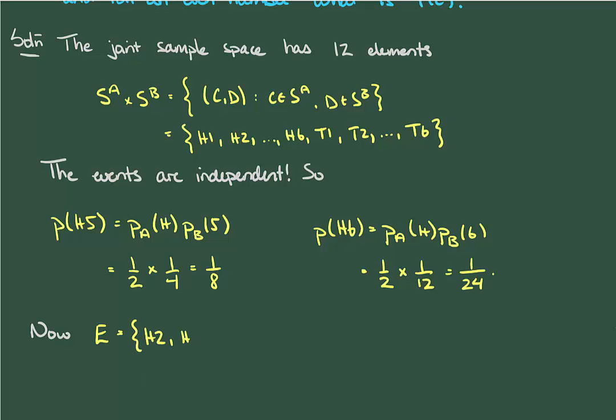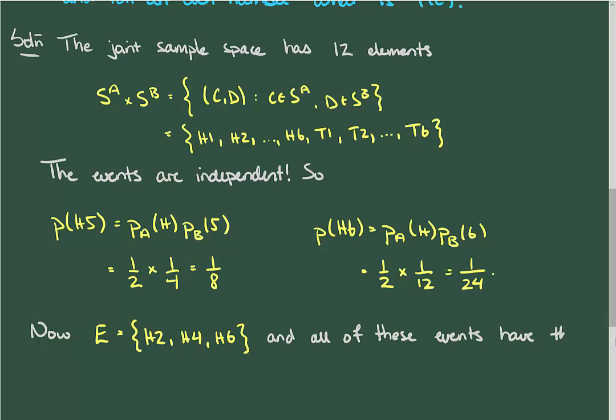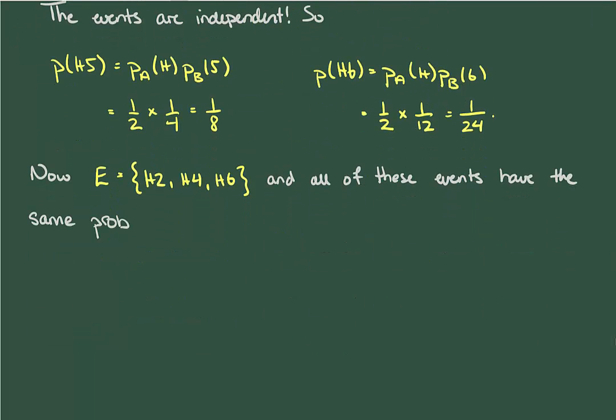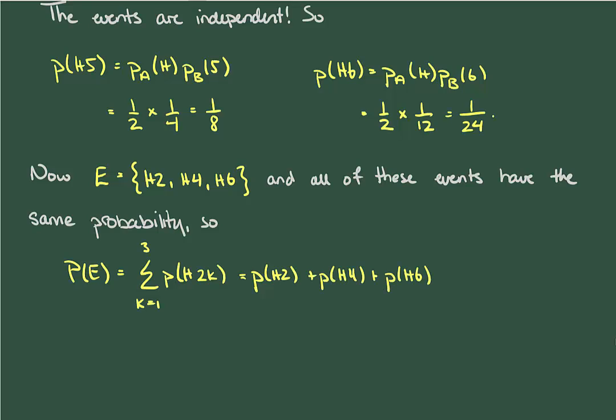If we move our attention to the prescribed event, it consists of 3 elements, all of which have the exact same probability. And we've already computed the probability of heads with a 6, so the probability of the event E is just 3 times that, or we can work that out to get 1/8.